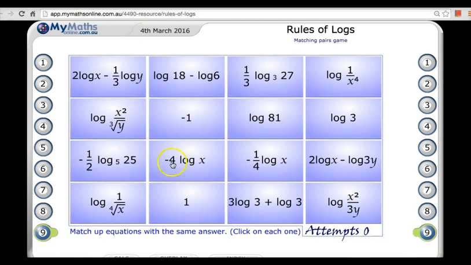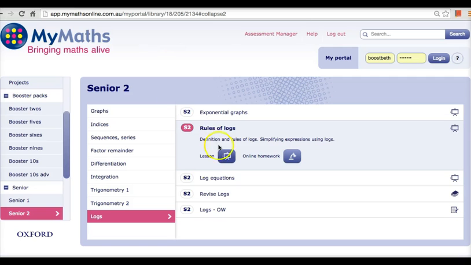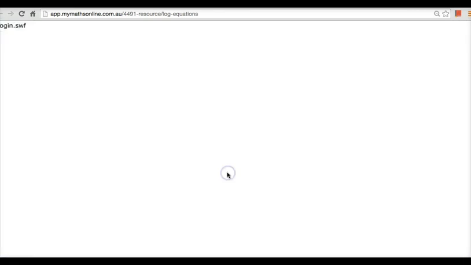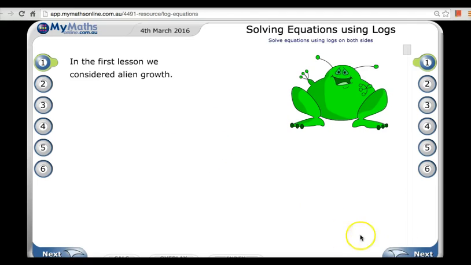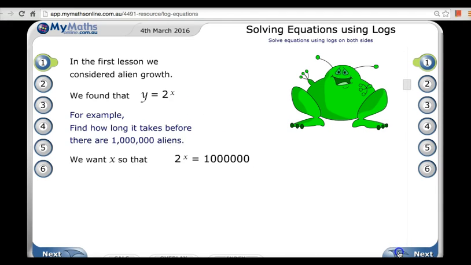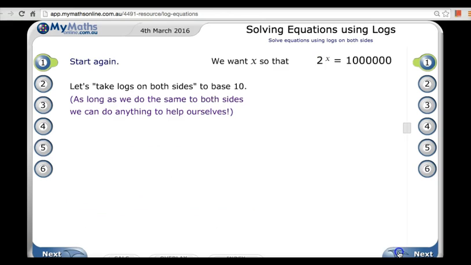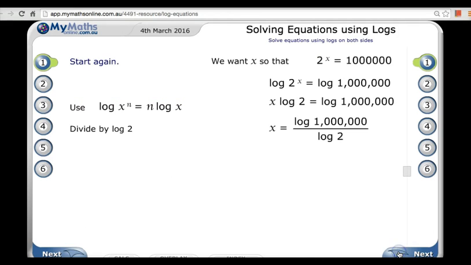And there's a mix and match thing there. Once you're done there, you can just close that and you can go to the one I really wanted to look at, which is log equations, because I didn't really get to do this very well today, but I want you to work through this lesson, because there is a quick way of solving these log equations.